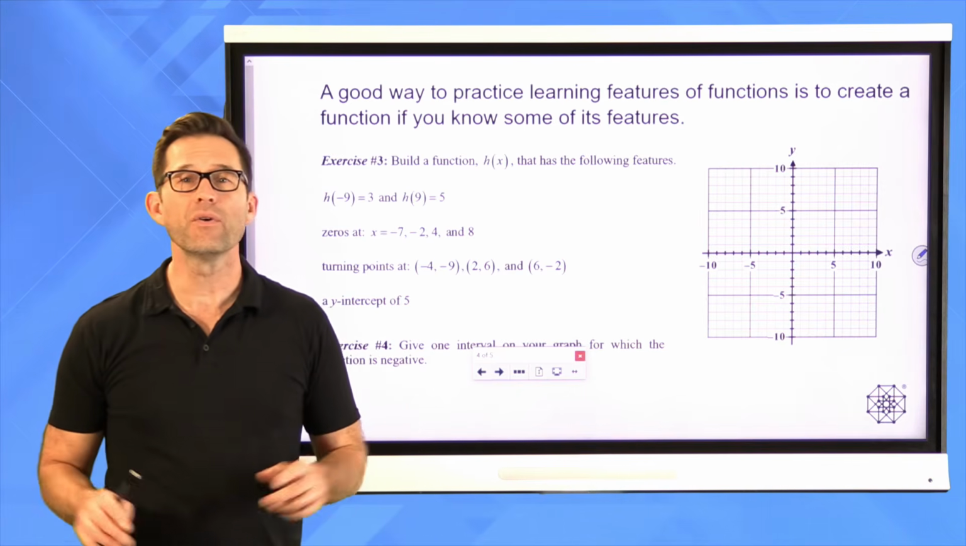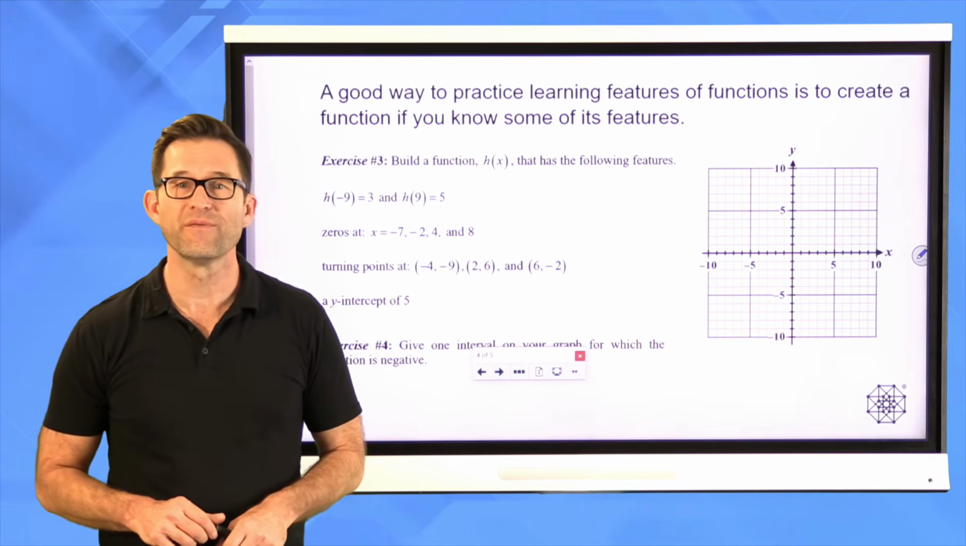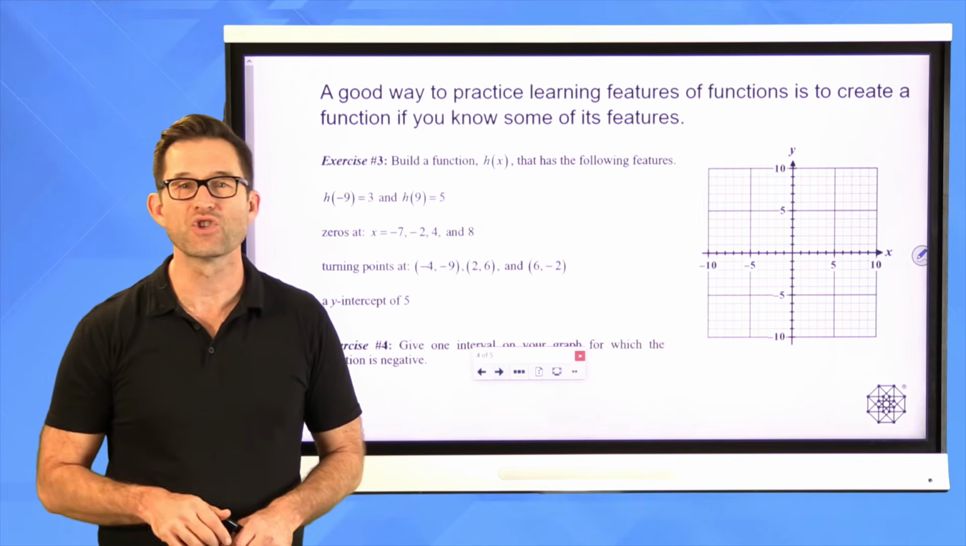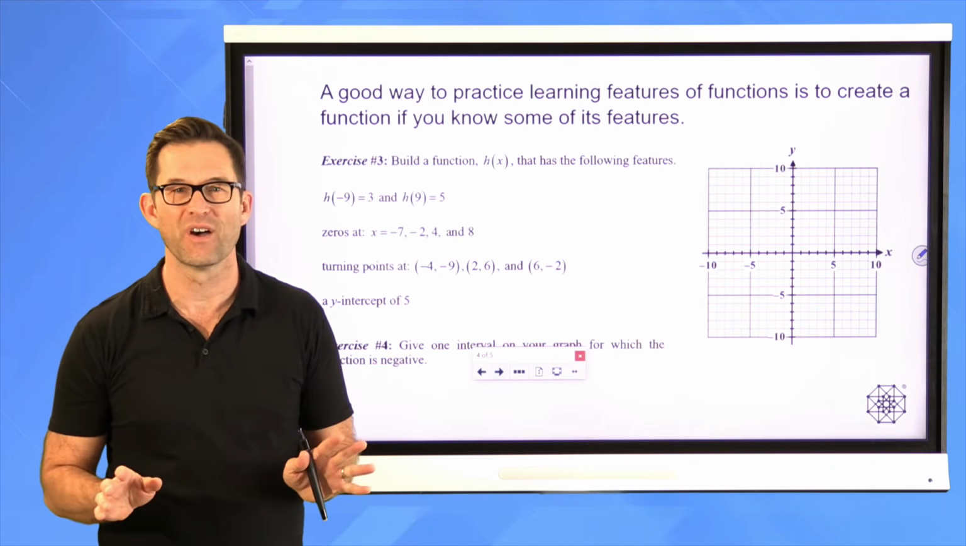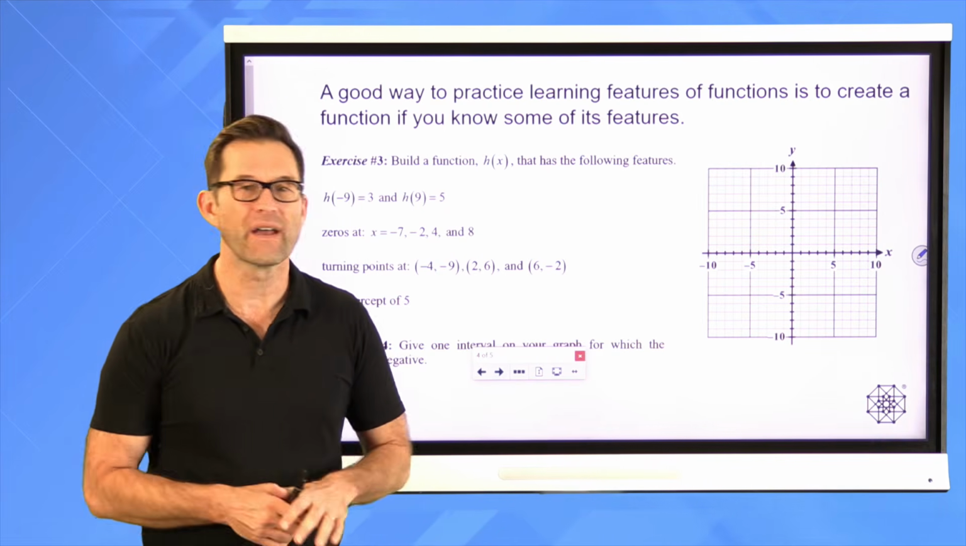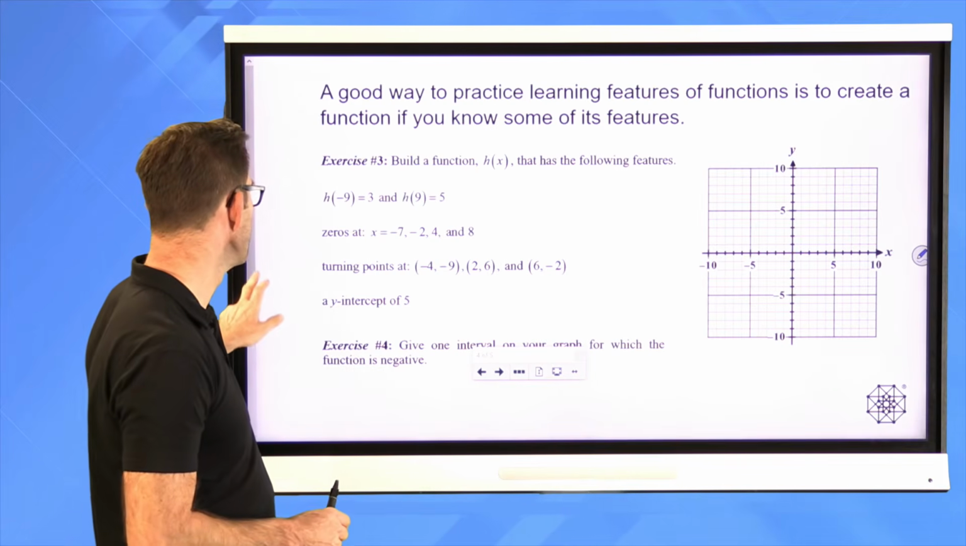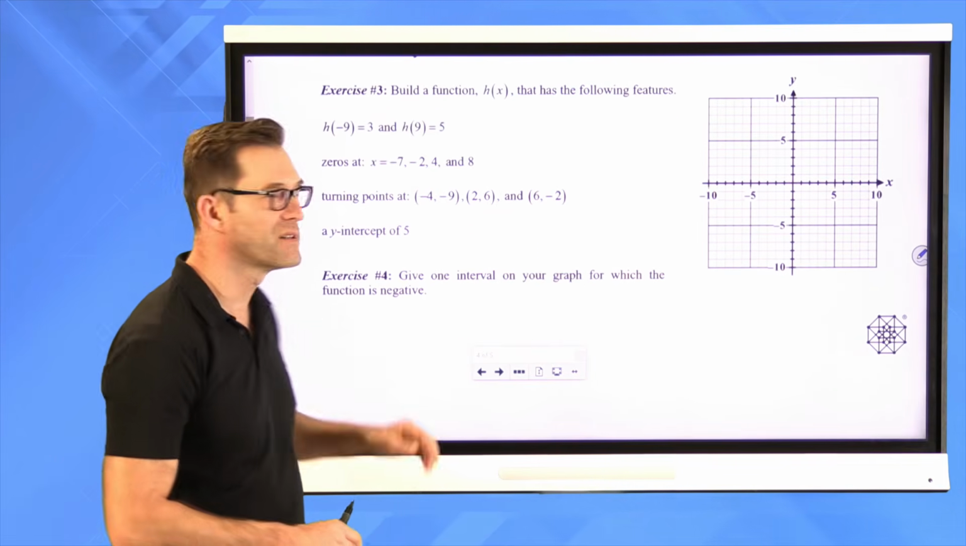A very good way to practice learning features of functions is to create a function if you know a bunch of its features, all right? So this is really cool in exercise 3. Let's see how this is done.